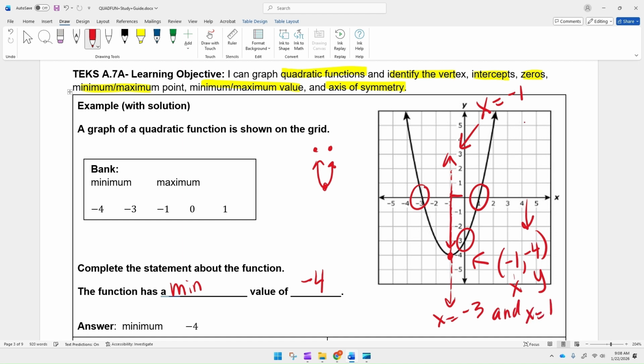Do not confuse that with your axis of symmetry equation. Even though they say x equals, the axis of symmetry is an equation, while these, x equals -3 and x equals 1, are specific values in a coordinate point, such as (-3, 0) or (1, 0). I say that because one of the questions on here is asking for the zeros, not related to the axis of symmetry, and I didn't want you to get confused on that.